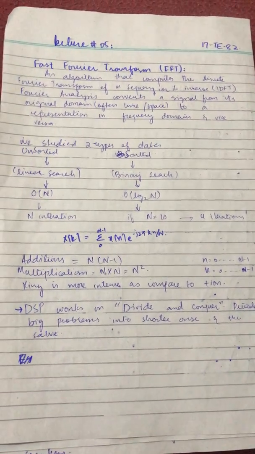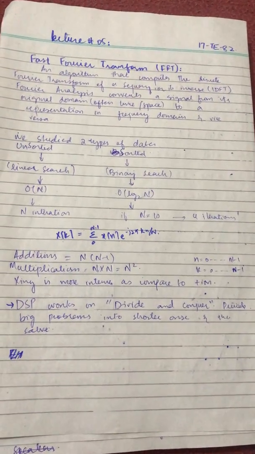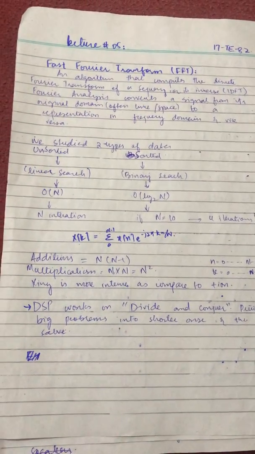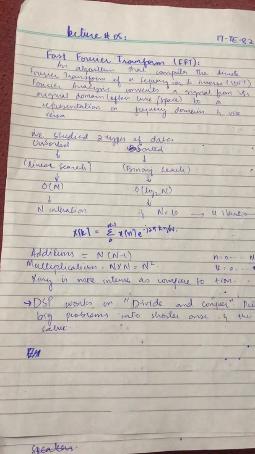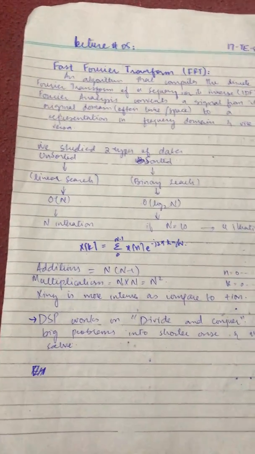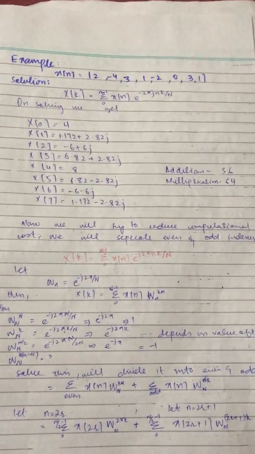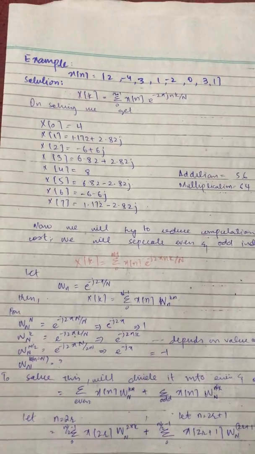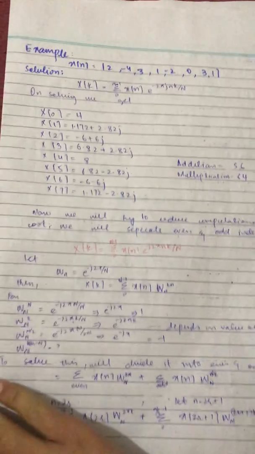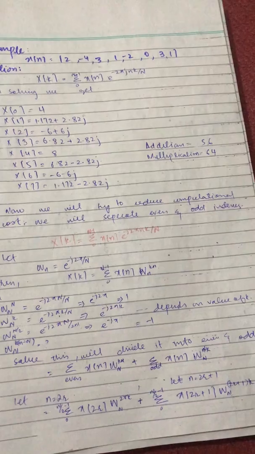The FFT works on a rule which is divide and conquer. For example, if we have a large problem, we'll convert it into small problems, then get a solution of those small problems, and our big problem will also be solved. We have an example. We have a signal with 8 values in it, and first of all, we'll apply our discrete Fourier transform on it.